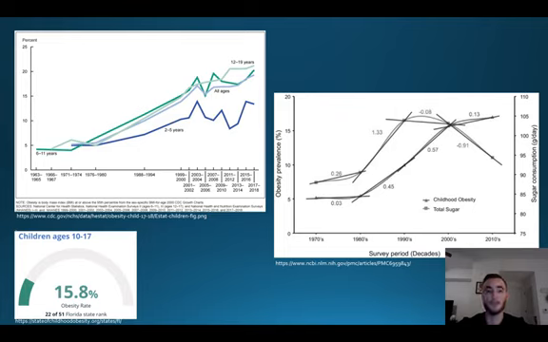We're going to start. All three of these graphics are from 3 different sources because I was trying to get a good overall picture of the history of obesity in our country and make sure that the information I provided to you was valid. So I'm going to start with the bottom left picture. This says children ages 10 to 17.